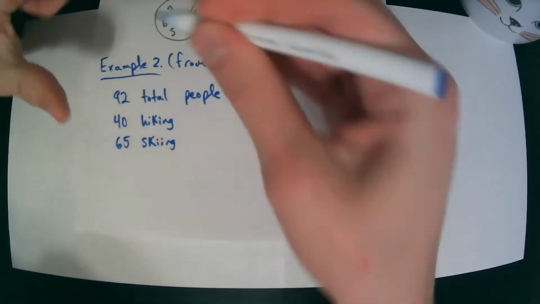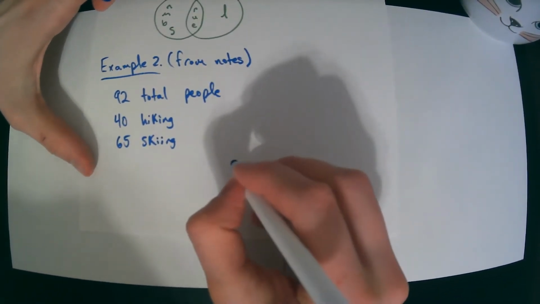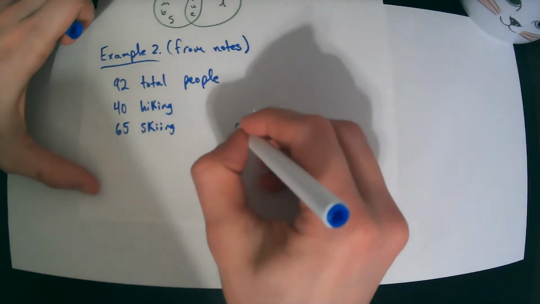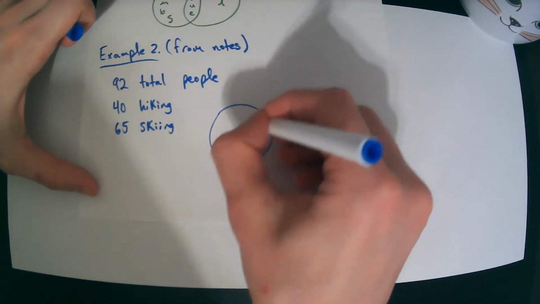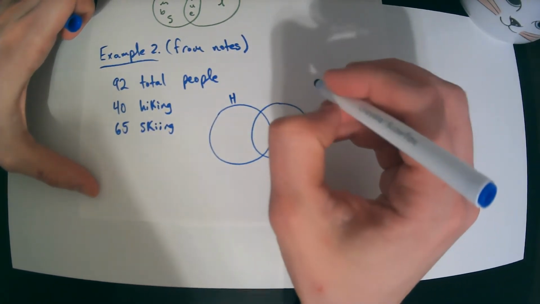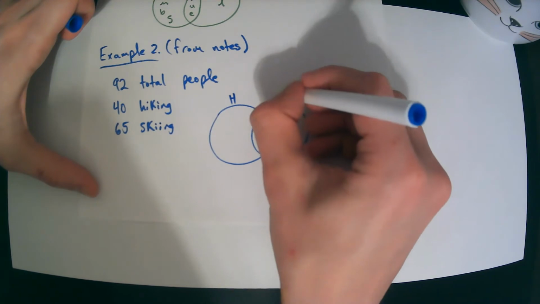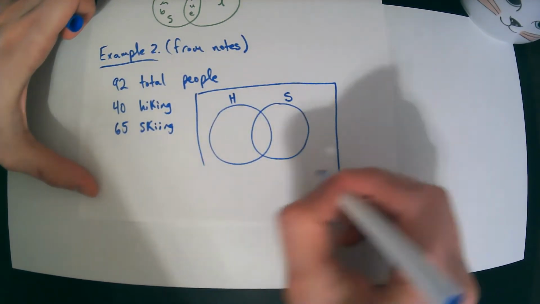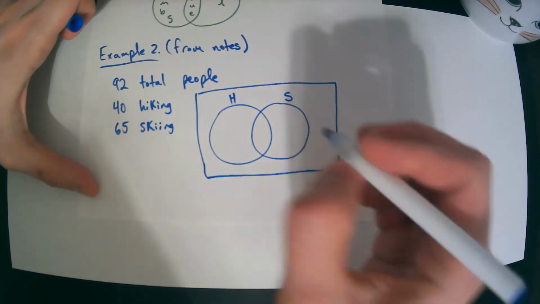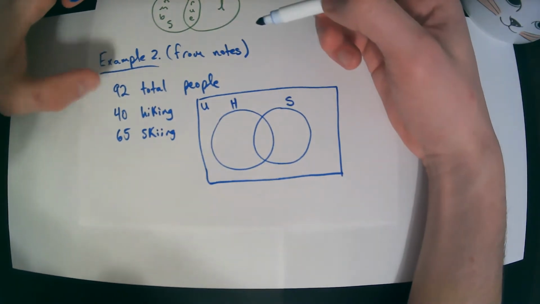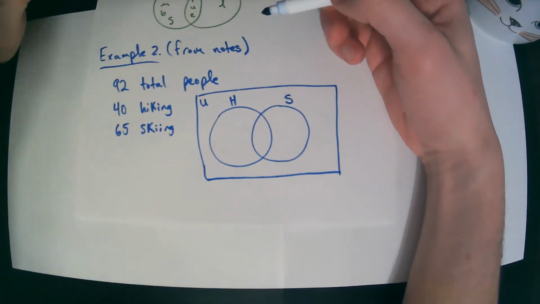So if we draw a Venn diagram, and actually, let me make sure my camera is still going. Okay, it's still going. If we draw a Venn diagram of this situation, how about we call this side H for people who went hiking, and S for people who went skiing. Box around the outside, the universal set is the people who went to Colorado on this trip, the 92 people.